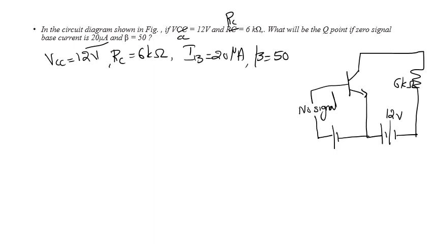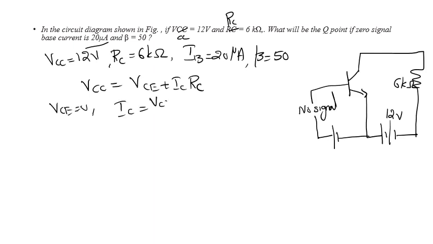Again our expression is VCC equal to VCE plus IC RC. So when VCE is equal to 0, IC equal to VCC by RC. VCC is equal to 12 volt, RC equal to 6K, this will give you 2 milliampere. Okay, IC is equal to 2 milliampere.